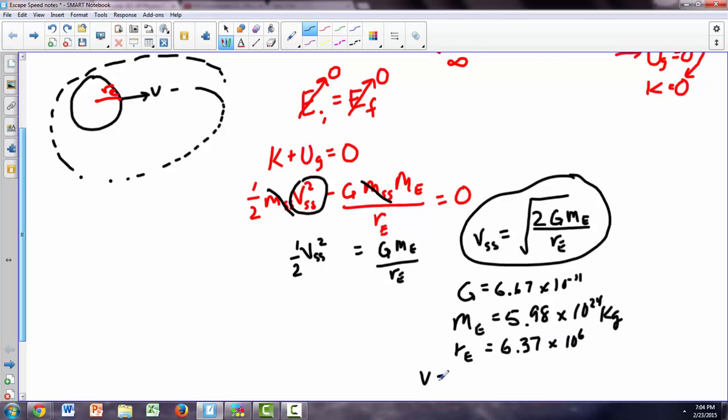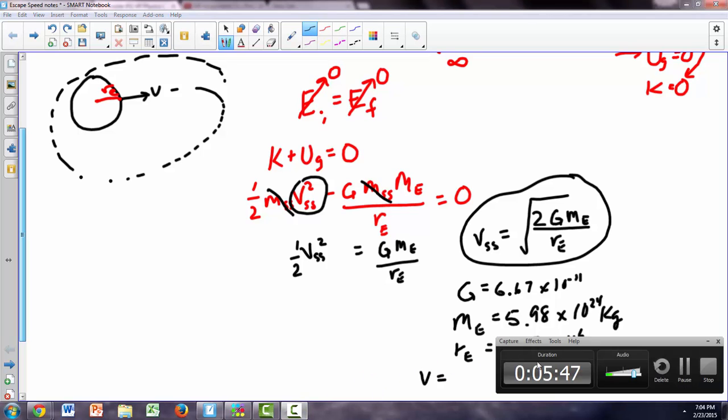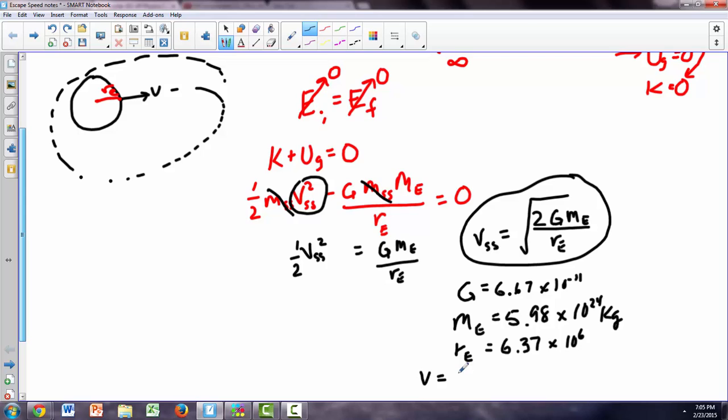So figure all this out. I'll do that offline real quick, come up with a number. I get 11,193 meters per second, which is equal to, so there's 3,600 seconds in an hour, and there's 1,609 meters in a mile, about 25,043 miles an hour. And that's about how fast the Apollo spacecraft had to go.